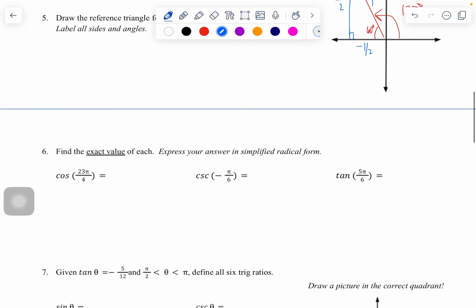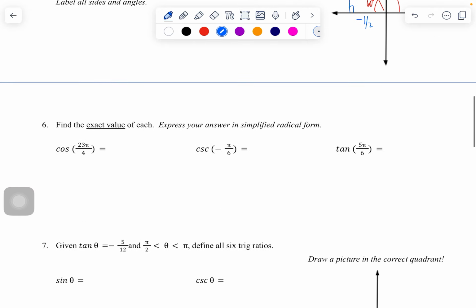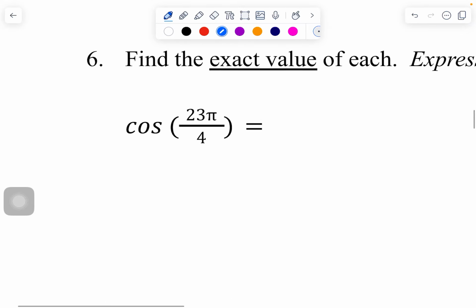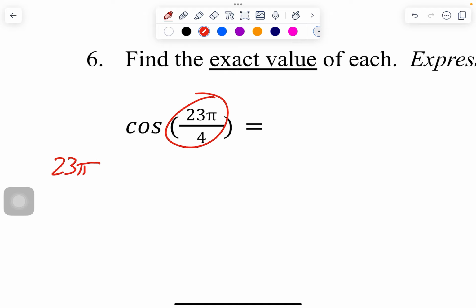Find exact values for each of these. Express your answer in simplified radical form. So, again, these are bigger than 2 pi. So we made our own little cheat sheet for that. When the denominator is 4, we're going to subtract 8. So I'm going to subtract 8 pi over 4 because that's the equivalent of 2 pi. When I do that, I end up getting 15 pi over 4.